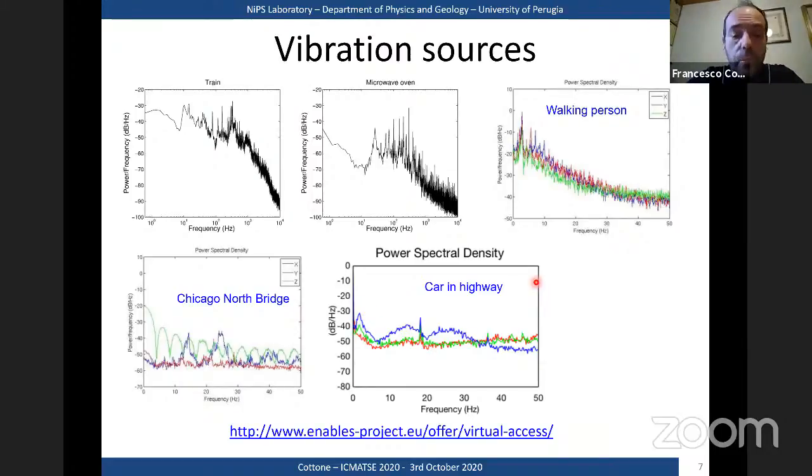I also want to stress this link, which offers a database of many vibrational sources that can be used by researchers. If you are interested, it is free. You can get access through this link and download vibrational sources in order to make some experiments, for example, or simulations in the lab. I will provide you more details about this in the following.